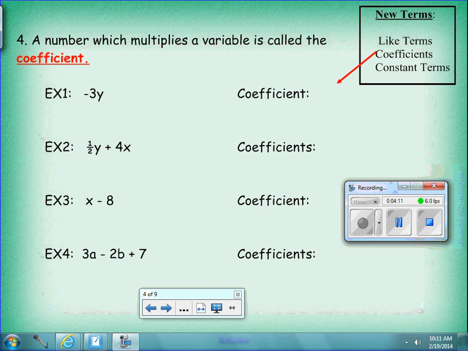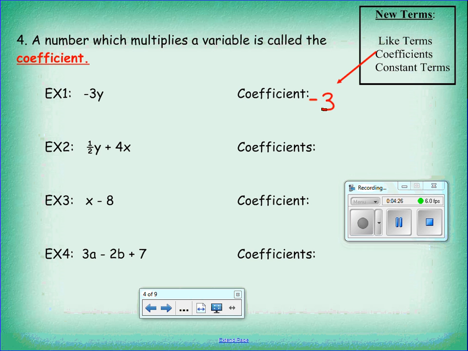In our next term, we're going to talk about coefficients. A number which multiplies a variable is called a coefficient. So in example 1, we have -3y. The coefficient is -3. In example 2, we have -1/2 y plus 4x. Our coefficients would be 1/2 and 4.